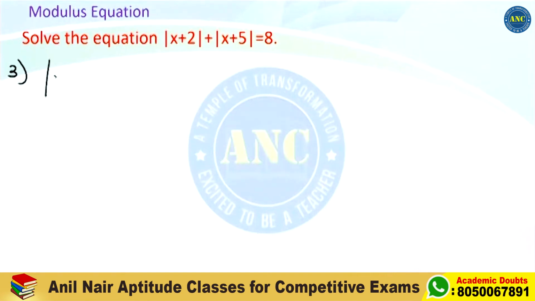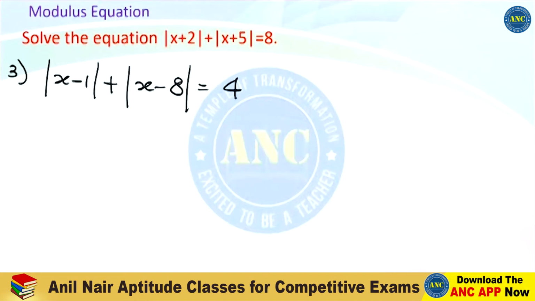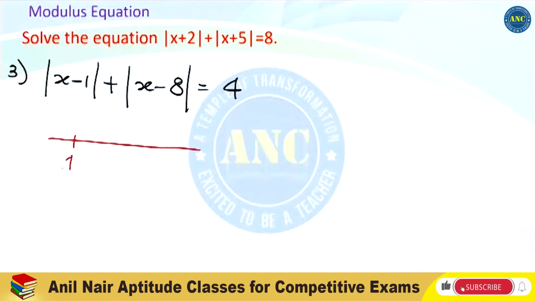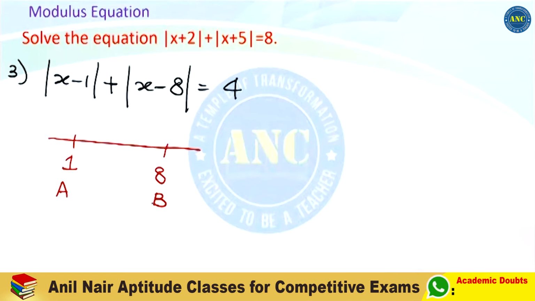Problems in our class: mod x minus 1 plus mod x minus 8 equals 4. Now see here. The critical points of x are x equals 1 and x equals 8. There are only three cases: A goes to B, A and B travel in the same direction, B goes to A, or to the left of A and B they come in the opposite direction. Only these three cases are there.